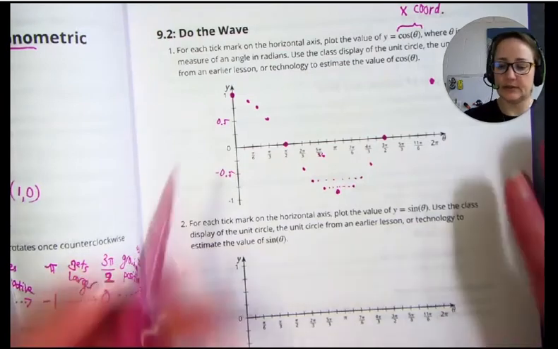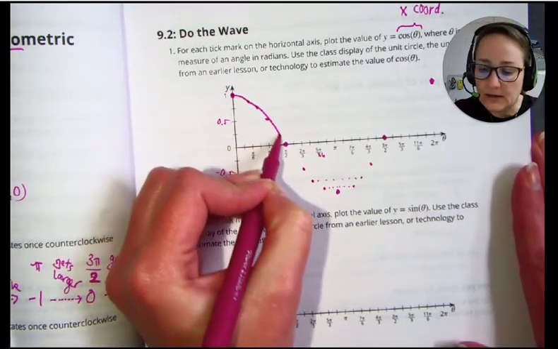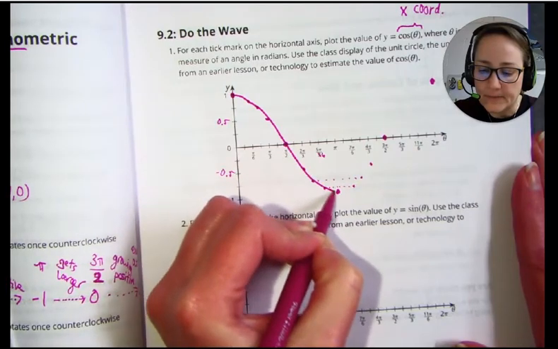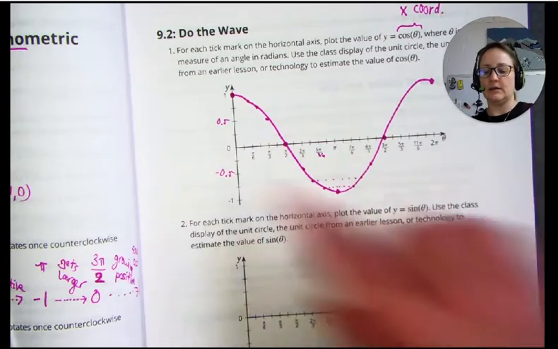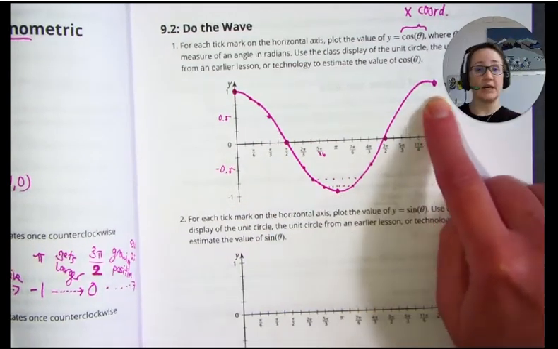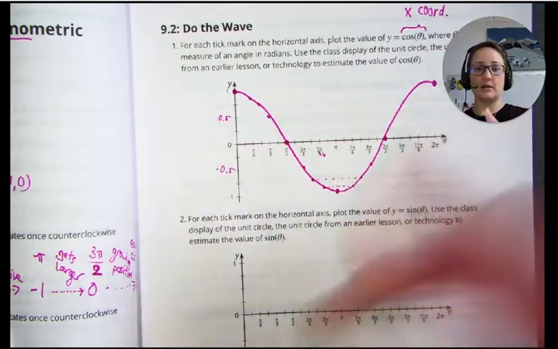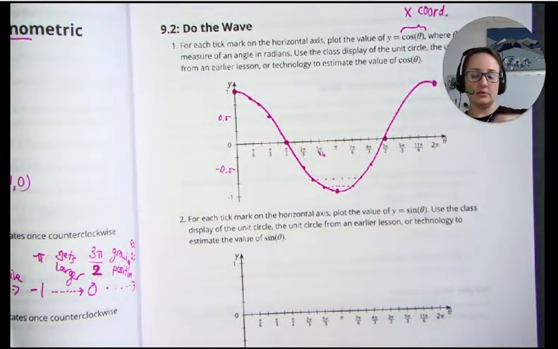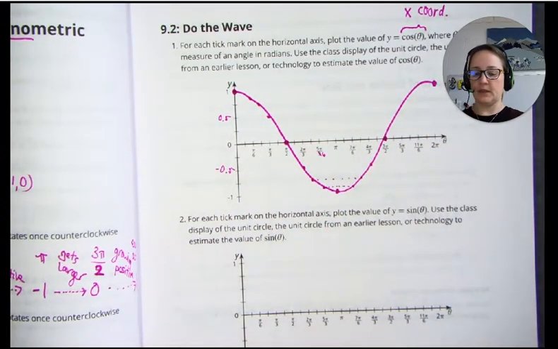And so we could keep on putting in more and more of these points, but what we're going to see is this nifty wave when we connect the dots. A wave that starts up at +1, dips down to -1, and then ends up back at +1 where it started. And we could repeat this again and again if we just keep on going around the unit circle. All these values will start to repeat, and we'll have this cool wave going on.